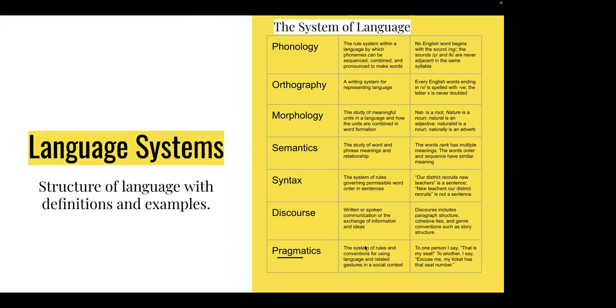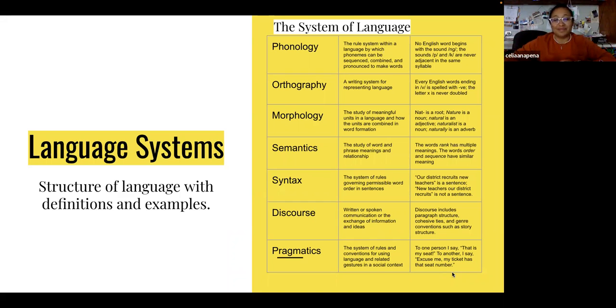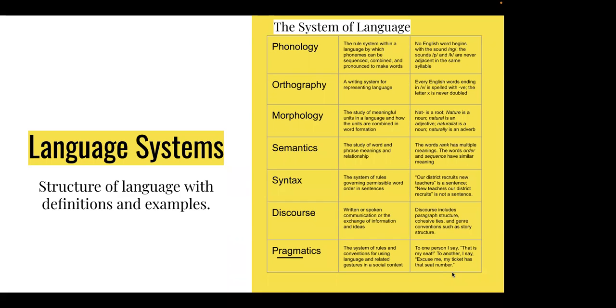So pragmatics, again, is the system of rules and conventions for using language and related gestures in a social setting. So it's not just verbal, it's verbal and nonverbal at this point. So to one person, I say, that is my seat. To another, I say, excuse me, my ticket has the seat number. And so just by saying, that is my seat, and excuse me, it's just different. And you know why that is.